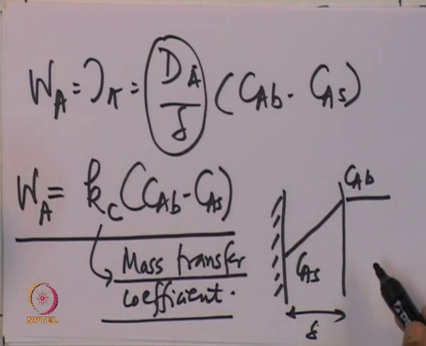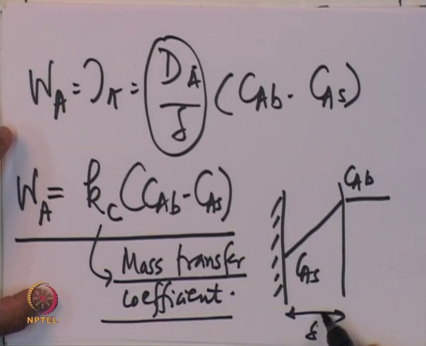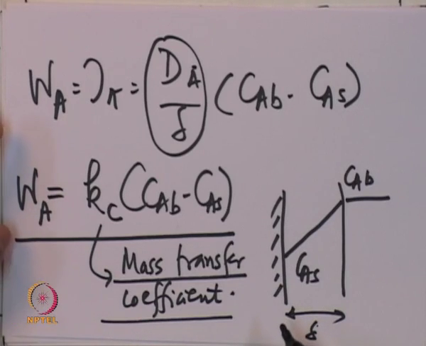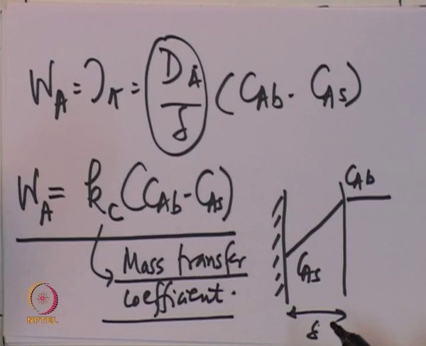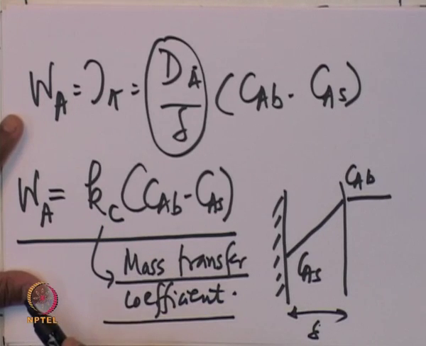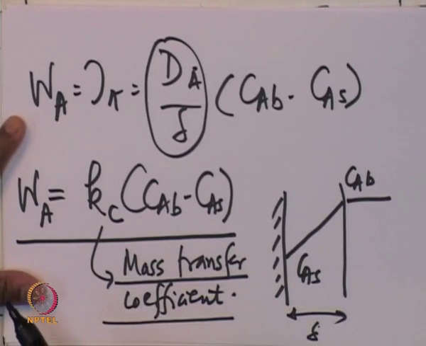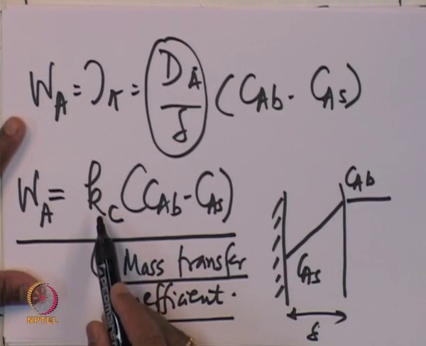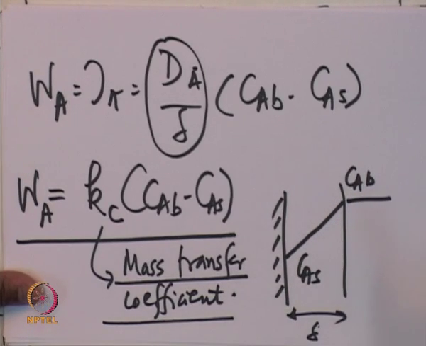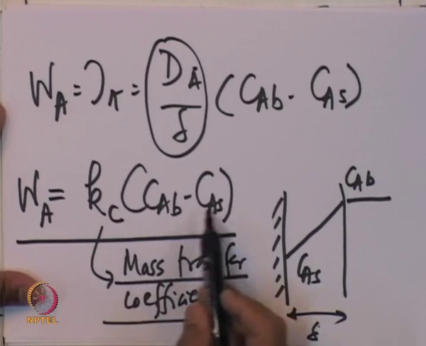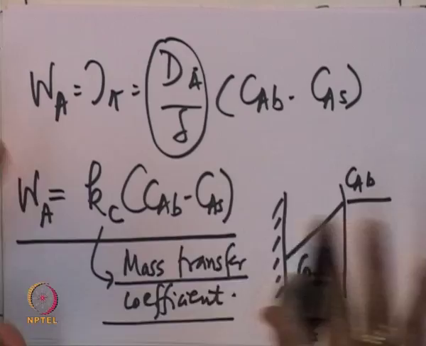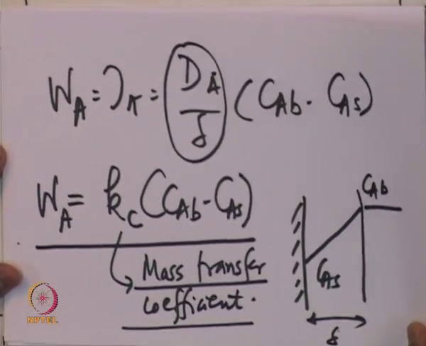If you have intense agitation, the boundary layer thickness will go down, the value of delta is going to go down. It also depends on properties such as viscosity, density and diffusivity. We will talk about the correlations for calculating Kc later. Let us first complete our analysis of how to incorporate the effect of Kc when the reaction is taking place. How to calculate Kc we will see later, but right now let's put this in our rate equation in the overall perspective, where you have so many things happening.